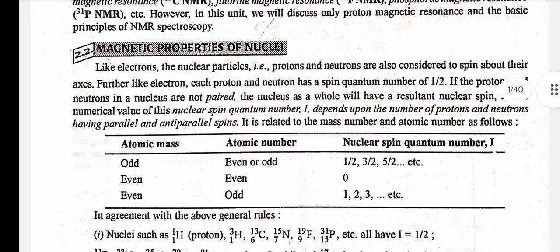Magnetic properties of nuclei. Like electrons, the nuclear particles, protons and neutrons, are also considered to spin about their axis. Further, like the electron, each proton and neutron has a spin quantum number of 1/2. If the protons and neutrons in a nucleus are not paired, the nucleus as a whole will have a resultant nuclear spin. The numerical value of this nuclear spin quantum number I depends upon the number of protons and neutrons having parallel and anti-parallel spins. It is related to the mass number and atomic number as follows.